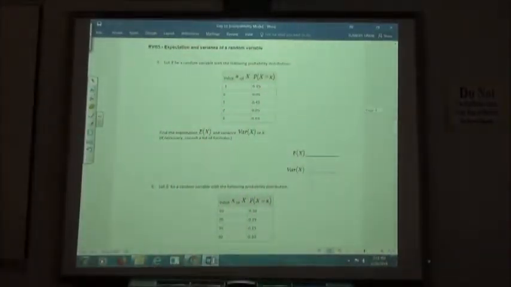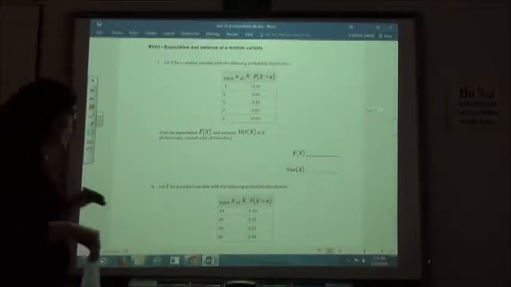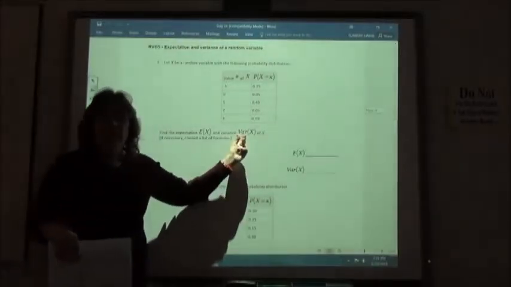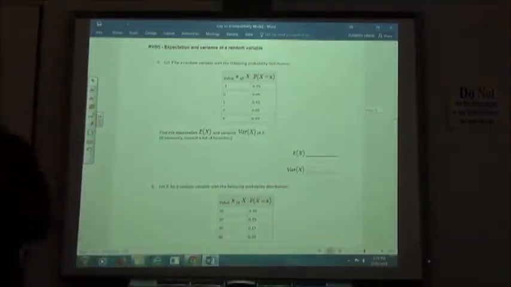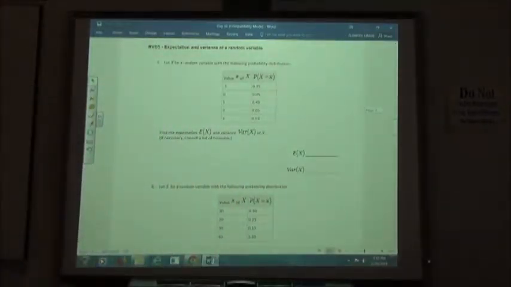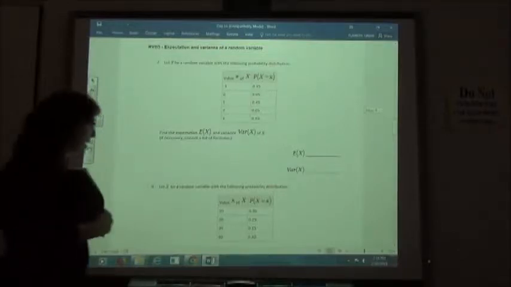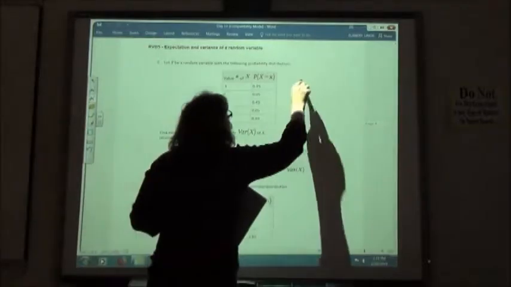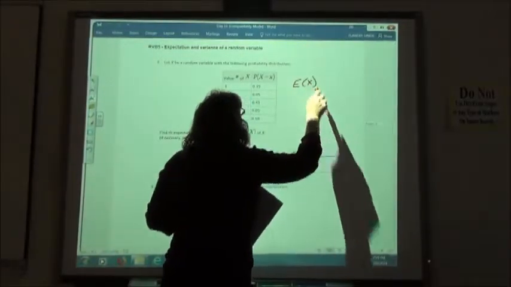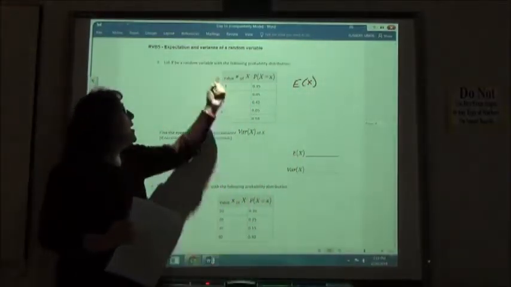Expectation and variance of a random variable. The expectation is like finding the weighted mean. We did the weighted mean before. The variance is your standard deviation squared, so it just gets rid of the square root from our standard deviation formula that we did before. So first thing we're going to do is figure out what the expectation is, which is basically the same thing as finding your weighted mean.